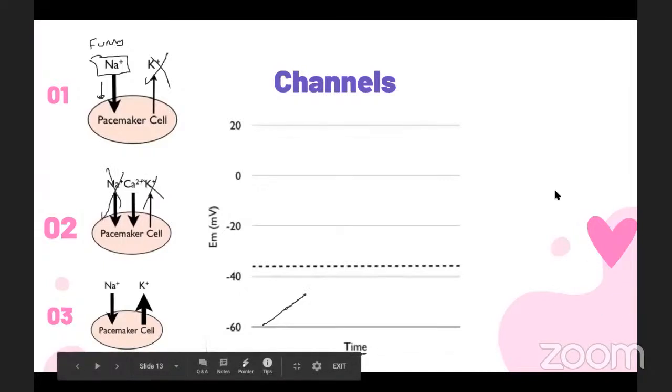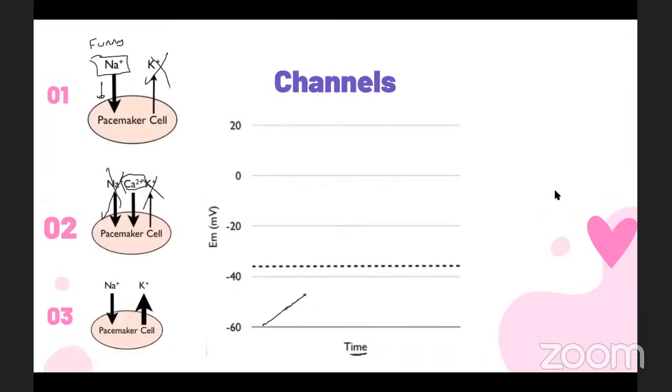Potassium is also closed, and calcium decides, I want to go in. This channel is known as the T-type calcium channel. T stands for transient. I don't know if anyone knows what transient means. Does anyone want to give me a guess of what transient means? Just a quick guess. It's okay if you get it wrong. We're all here to learn. Transient, the meaning of transient.